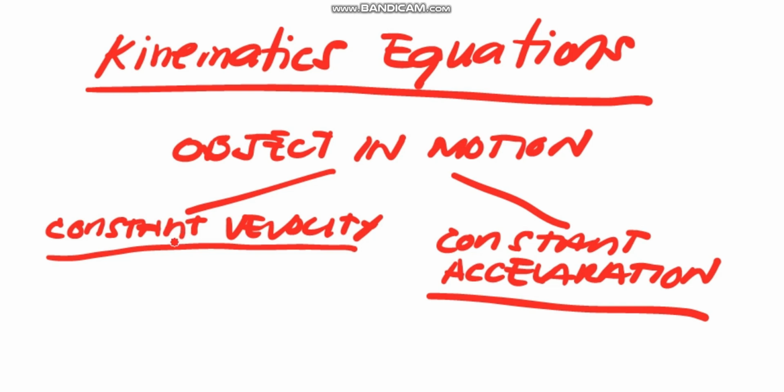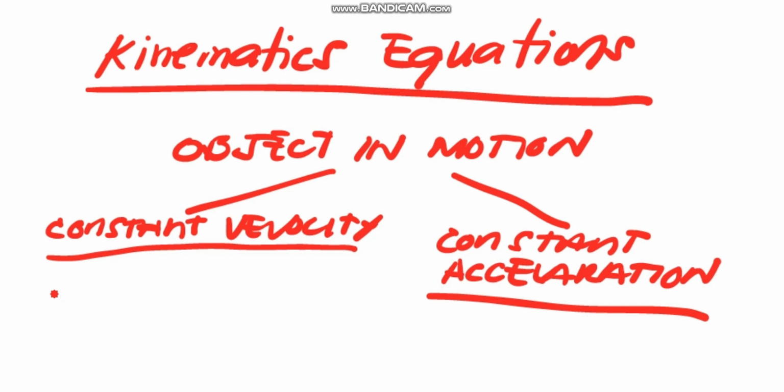So what does it mean that an object is moving in constant velocity? If the object doesn't change its velocity from its starting point up to its final point, then we can say that it is in constant velocity. For example, if a car is moving from the starting point at 10 meters per second and it doesn't change its speed up to its final point, it is still 10 meters per second, then we can say that the car is moving in constant velocity.